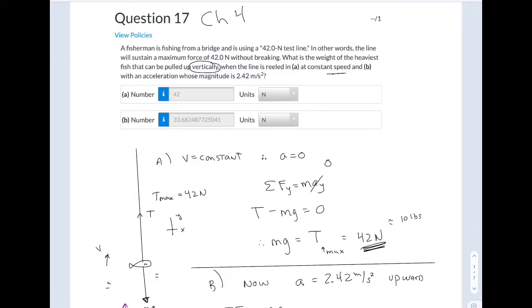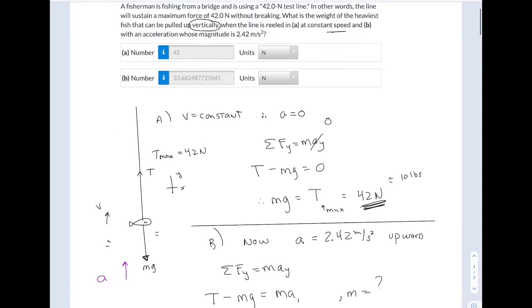Okay, I want to look at a couple problems that are actually related to this week's test. This one is from chapter 4, number 17. They have a person fishing from a bridge. They tell you that the line will break when it exceeds 42 newtons, and they want to know the weight of the heaviest fish that can be pulled up vertically. In part A, it's being pulled up at constant speed.